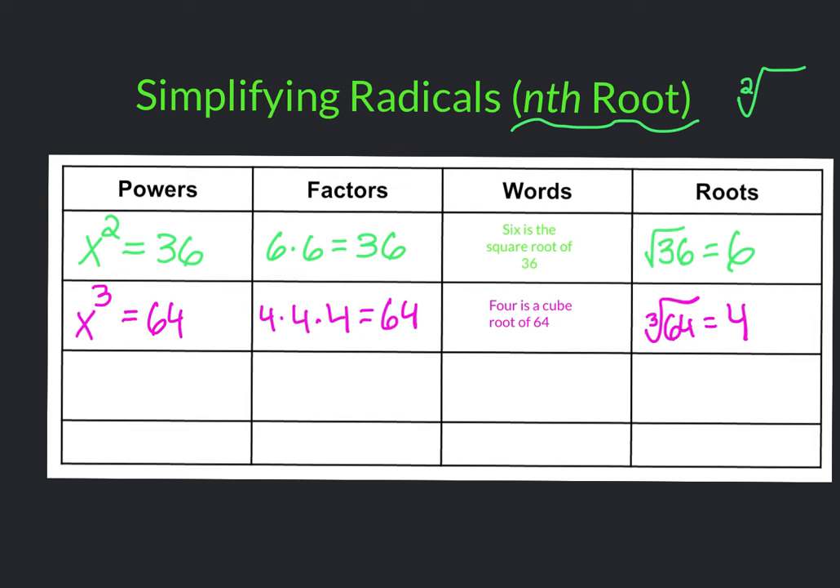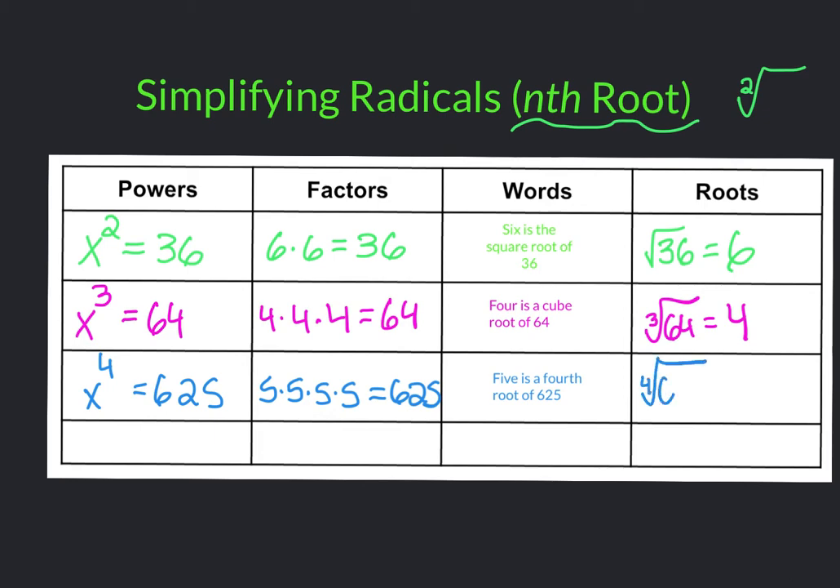Next one, x to the fourth is 625. What number multiplied 4 times is 625? Well, 5 times 5 times 5 times 5 is 625. Therefore, 5 is a fourth root of 625. We would write that like a square root, but it's a fourth root. The fourth root of 625 is 5.